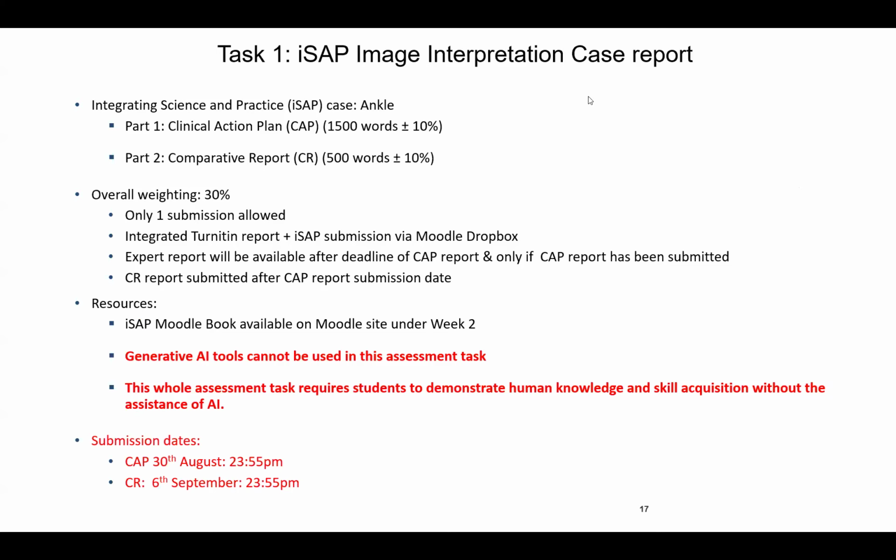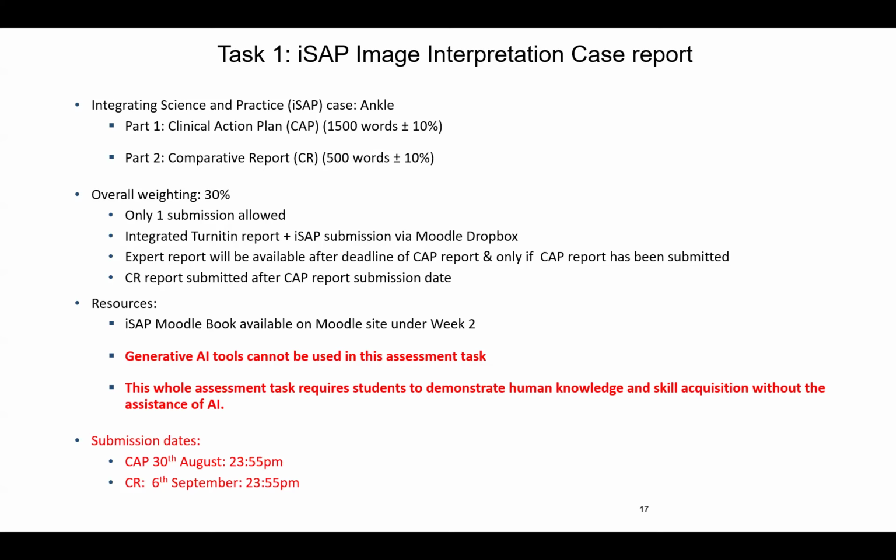Okay, now let's look at task 1. So you've got the ISAP case. And for this semester, the ISAP case is concerned with an ankle. And then it has 2 parts, the clinical action plan and the comparative report. The clinical action plan is the biggest part of the ISAP case. It's 1,500 words, and the comparative report is only 500 words. And there's a 10% leeway on both. It means you can have 10% less than 1,500 or 10% more than 1,500, but stay within that leeway of the word count. The overall weighting, as already mentioned, is 30%.